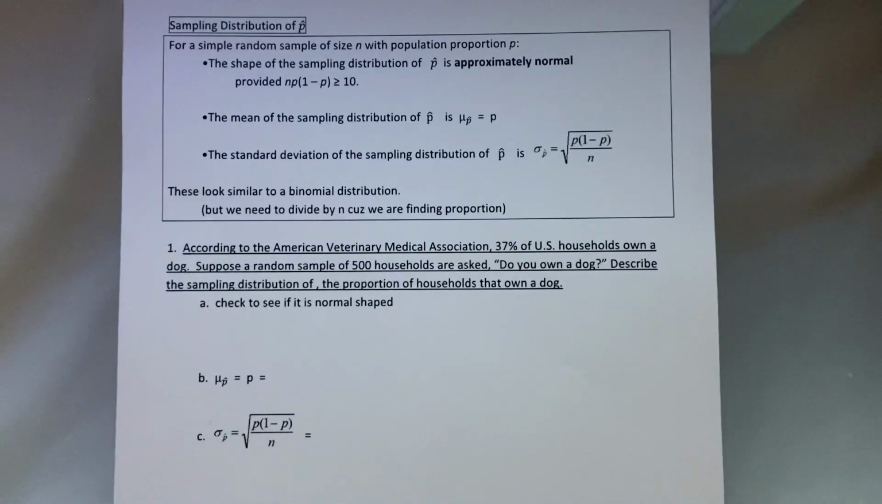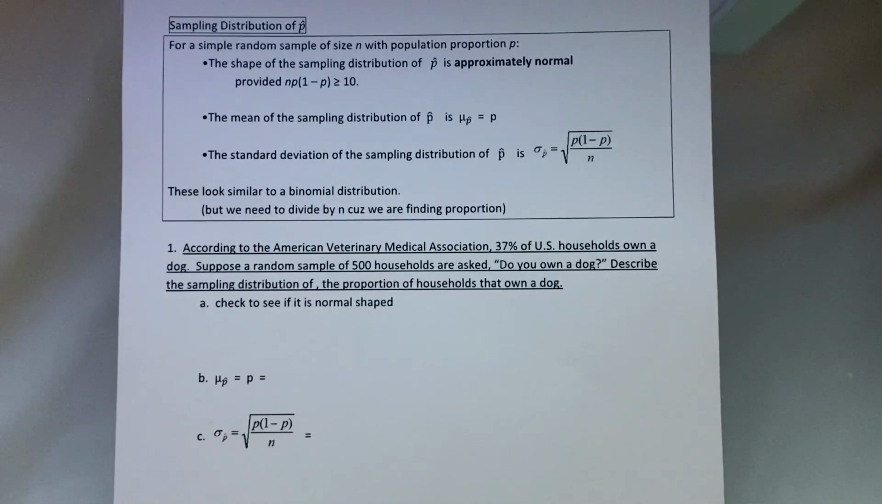Now the mean of the sampling distribution of p hat is just p. So if someone tells you that there's a 40% chance that a household owns a dog, you expect in your population, when you're doing your sample, to get about 40% of the population, or 0.4 as a proportion, to have a dog.